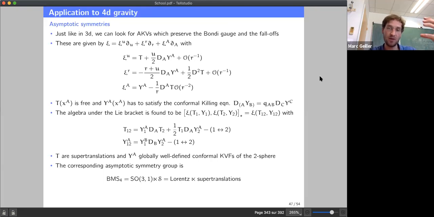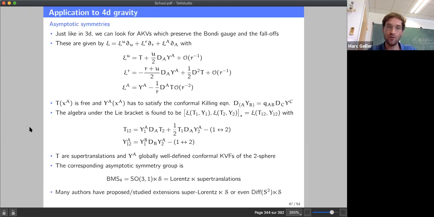So unlike what happened in 3 dimensions, where all of the Lorentz algebra, or all of the Lorentz group, was enhanced to what we call the superrotations, so arbitrary angle-dependent Lorentz transformations, in 4 dimensions, at least in this historical version of the construction of the Bondi gauge metrics and asymptotic symmetries, we get the BMS4 algebra. This is the algebra of Lorentz transformations in a semi-direct product with the supertranslations, which are arbitrary angle-dependent translations.